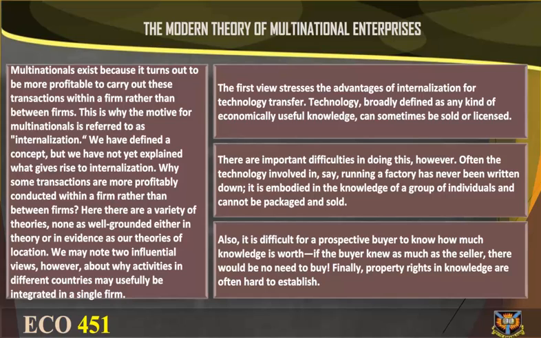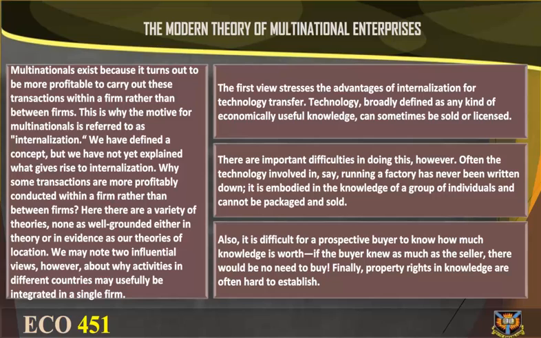The first view stresses the advantages of internalization for technology transfer. Technology, broadly defined as any kind of economically useful knowledge, can sometimes be sold or licensed. There are important difficulties in doing this. Often the technology involved in, say, running a factory has never been written down. It is embodied in the knowledge of a group of individuals and cannot be packaged and sold. Also, it is difficult for a prospective buyer to know how much knowledge is worth. If the buyer knew as much as the seller, there would be no need to buy.